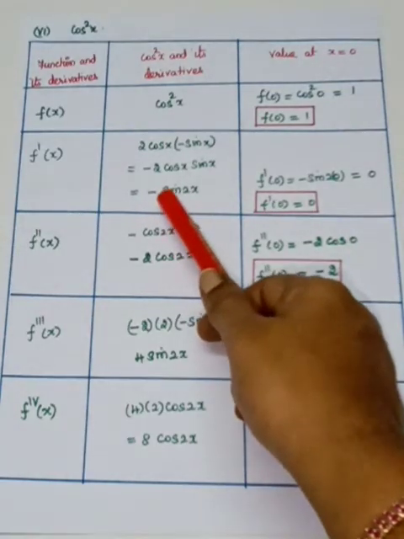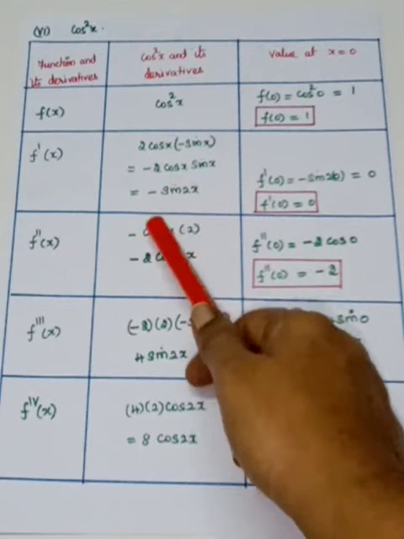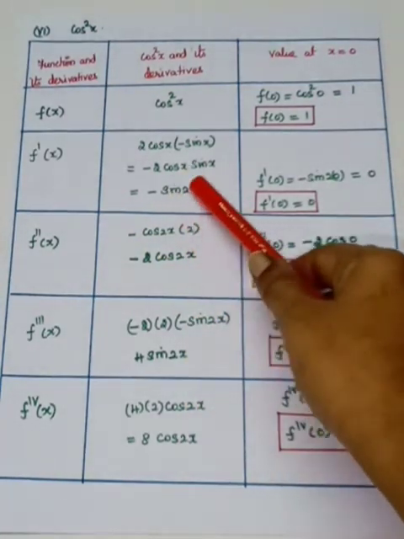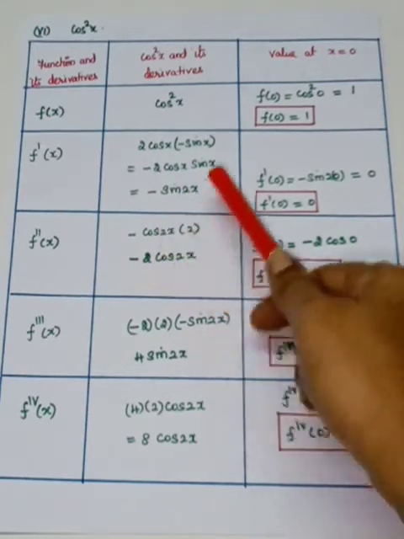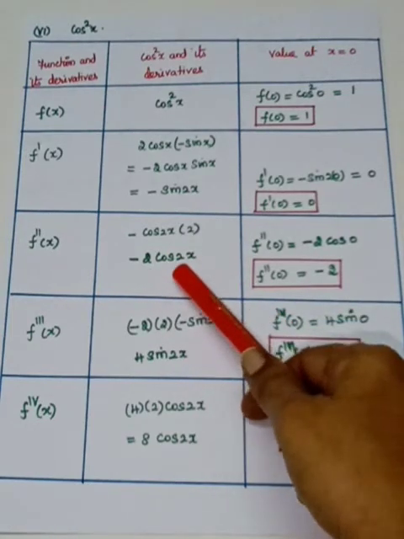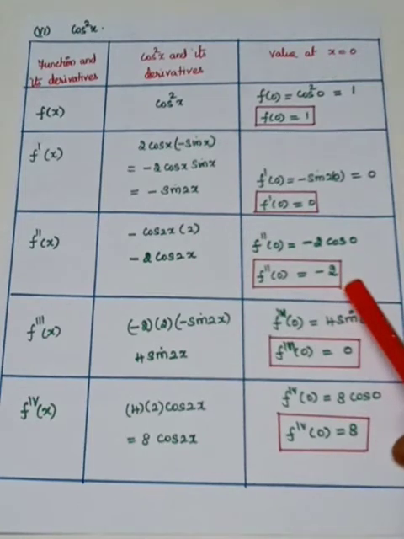So you have to differentiate this. Minus is a constant. Sin 2x, if we differentiate, cos 2x into 2. That is, 2x has to be kept as x. So sin x differentiation is cos x. So cos 2x, and the 2x has to be differentiated, so into 2. So minus 2 cos 2x. If we substitute x as 0, minus 2 cos 0. So the answer is minus 2.